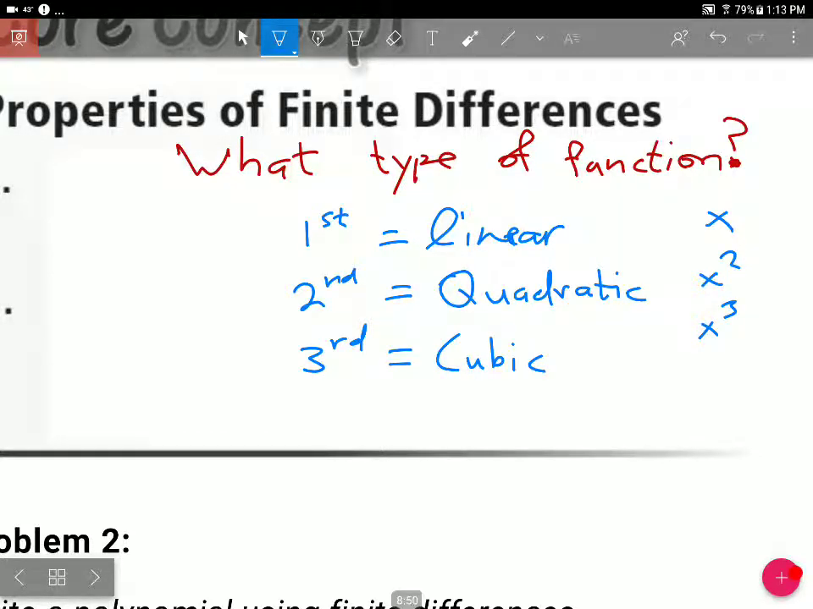Now, we're not going to go this far, but a fourth difference would be, you're at the right idea, but it's called quartic. But you're on the right track. All right, we're not going to go that far, but it could be. Cool? All right, so here's what I mean by this.